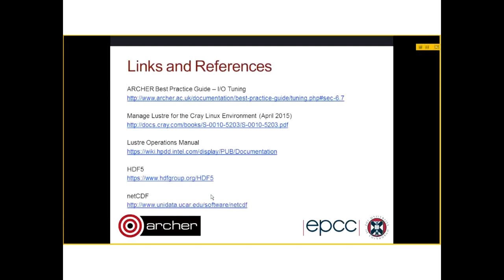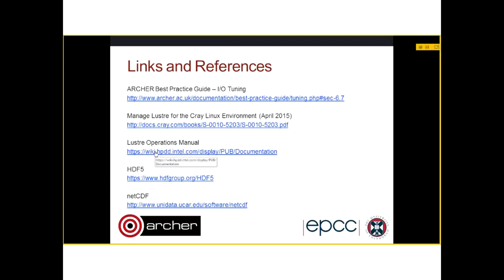So just to conclude, there are some links and references. There are some details in the Archer Best Practice Guide. Cray have a guide for managing Lustre file systems on Cray systems. Much of this is of interest to the systems team, but there are some interesting bits in there which you can use to make some choices for how you're going to tune striping.